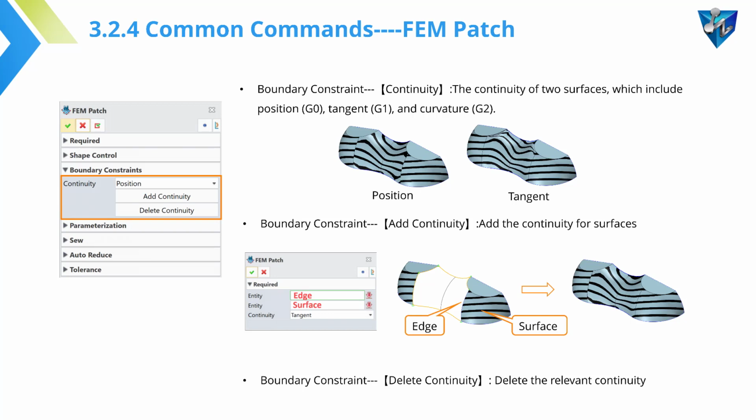For the first entity, we need to select the edge. And the second entity, we select the corresponding surface. If we don't need the continuity, we can use the delete continuity to delete the continuities. And the common options such as auto reduce, and tolerance, I won't mention them anymore. Okay, let's move on to ZW3D to show more detail to you.